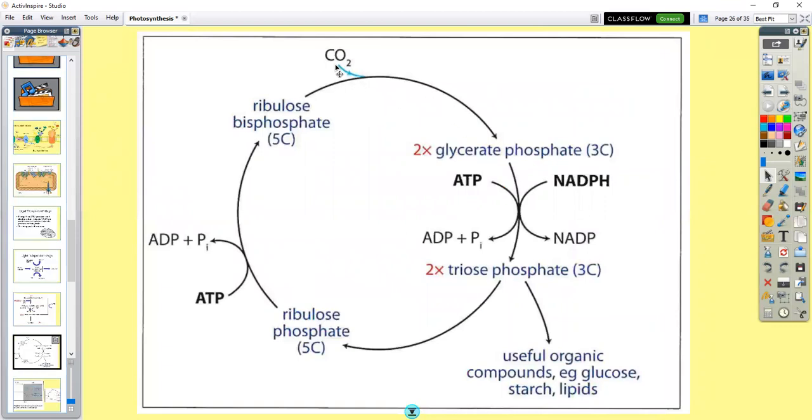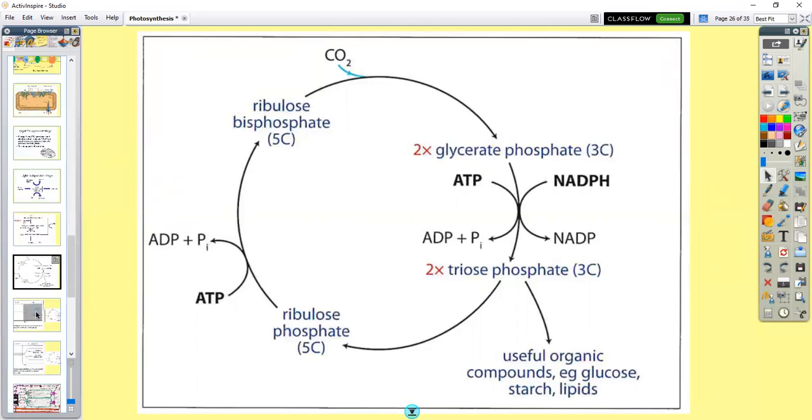Okay, and that's seen here as well. Your carbon dioxide is fixed to RuBP to produce glycerate phosphate. You get the breakdown of ATP, the oxidation of reduced NADP, so it loses its hydrogens to produce 2 triose phosphates. 1/6 of those is given off to produce organic molecules like glucose, etc. That releases your 5-carbon ribulose phosphate, which is then converted to ribulose bisphosphate. So that's the light independent stage.